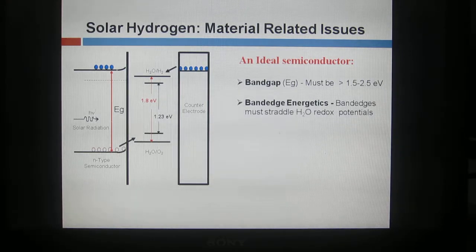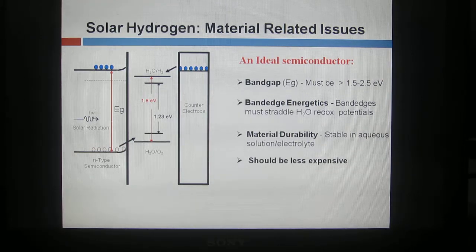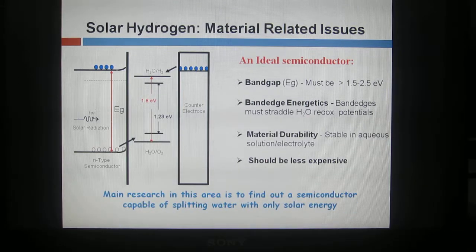The band edge positions should be matched with the redox chemical potential of water to facilitate easy transfer of charge carriers at the semiconductor-electrolyte junction. The material should be stable in aqueous solution and should be less expensive. So the main research in this area is to find a semiconductor capable of splitting water with only solar radiation.